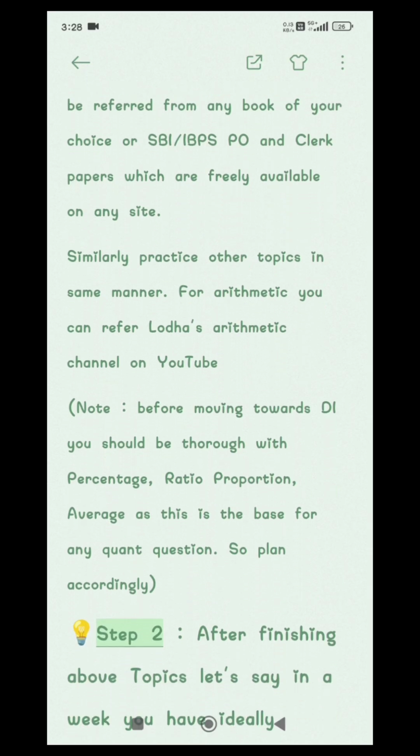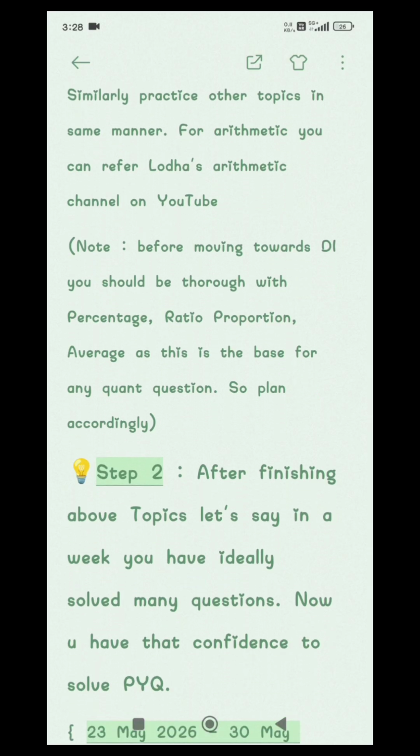Now, a pinch of advice: before moving towards data interpretation, you should be thorough with your percentage, ratio, proportion and average, because this is the base for any quant question. So first plan accordingly. Don't directly jump into data interpretation if you are a beginner, but if you know everything about percentage, ratio, proportion, then it's fine, you can start with your DI. Remember, DI carries good weightage.